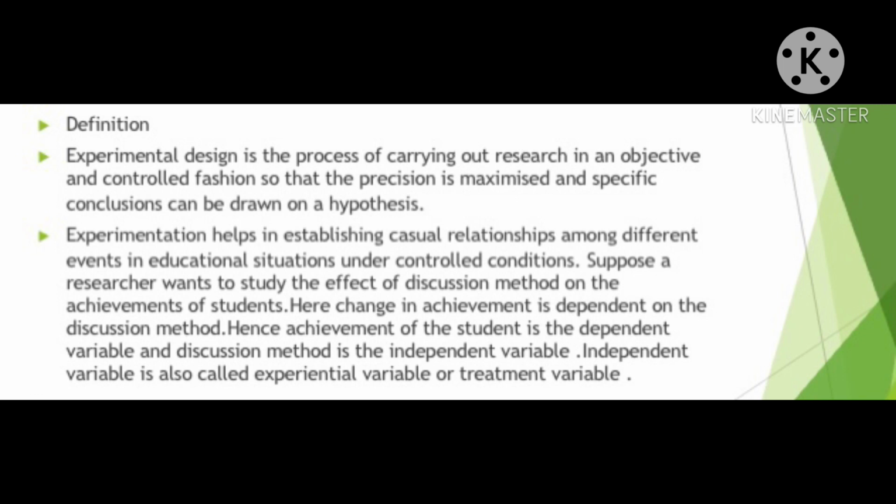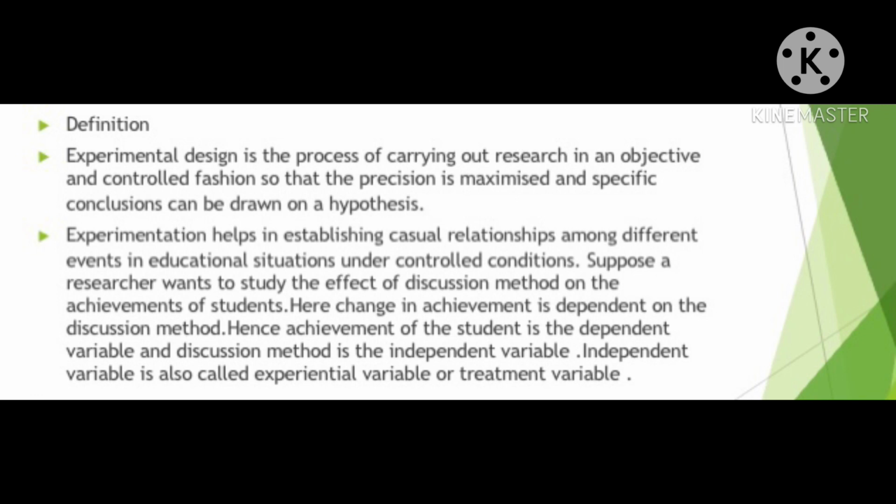Suppose a researcher wants to study the effect of discussion method on the achievement of students. Here, change in achievement depends on the discussion method. Hence, the achievement of students is the dependent variable and discussion method is the independent variable. Independent variable is otherwise called experimental variable or treatment variable.